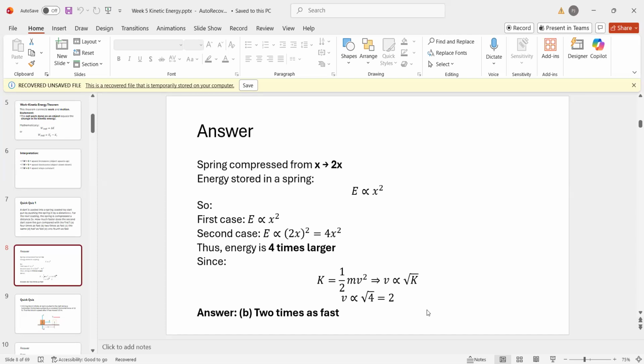So now, what is the formula for kinetic energy? Kinetic energy is half mv squared. Have your jotter, have your pen, and work these things out and see what you are going to get. So if I have this, and I want to make v the subject, you take the square root of the K here. So what it means is that v is directly proportional to the square root of the K. That's what it means.